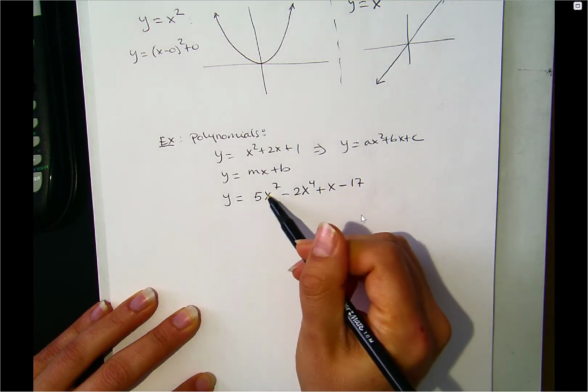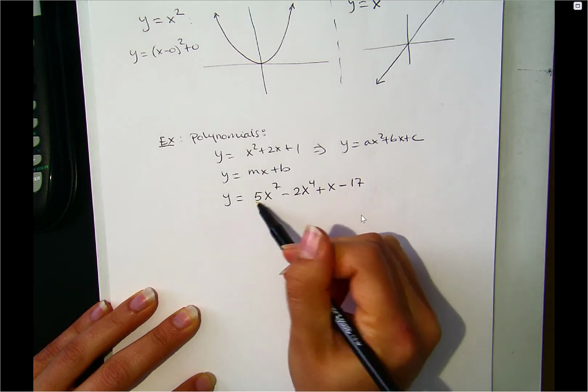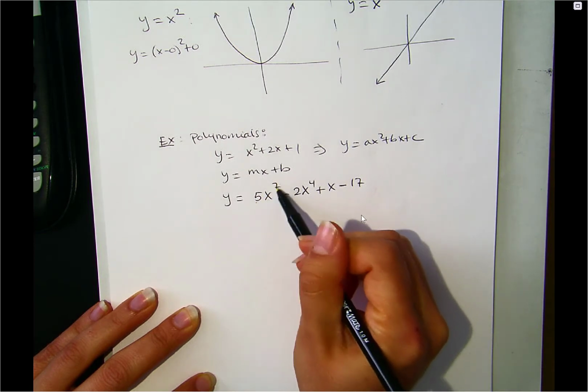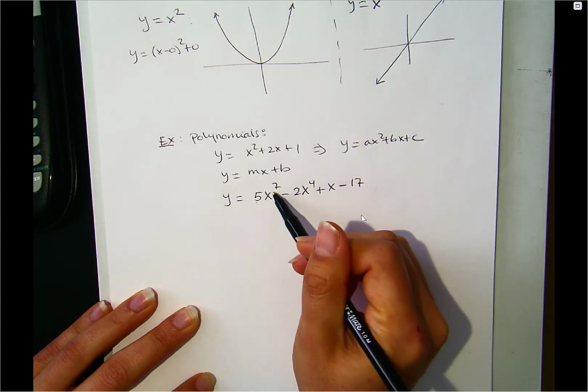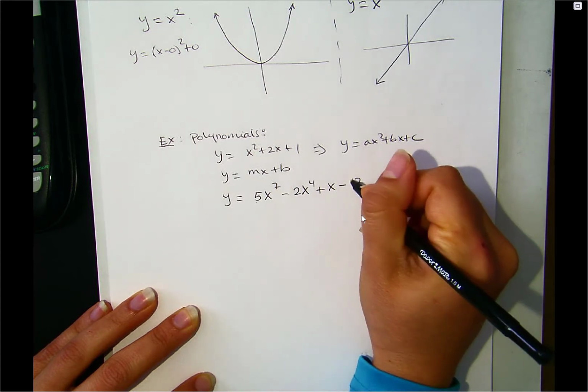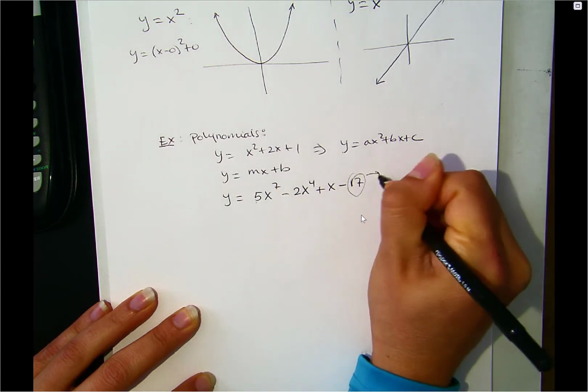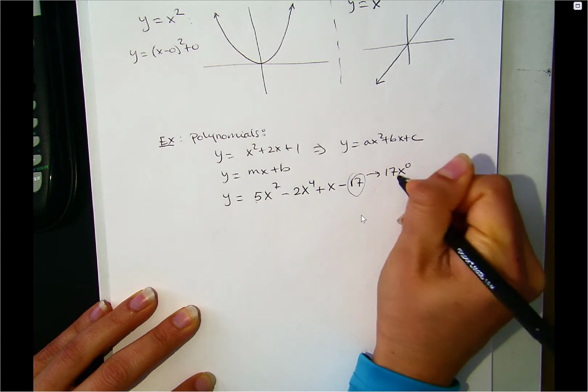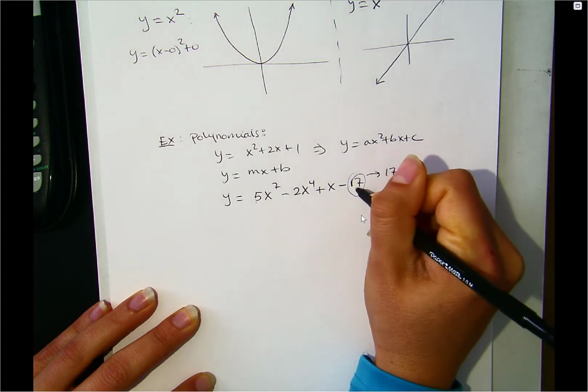A polynomial has to have a term, so a coefficient, and an x to a power. And the power has to be a whole number, 0 or positive. So notice that the constant term is really 17x to the 0. Anything to the 0 power is 1, so we don't see it. So constant terms are still polynomial terms.